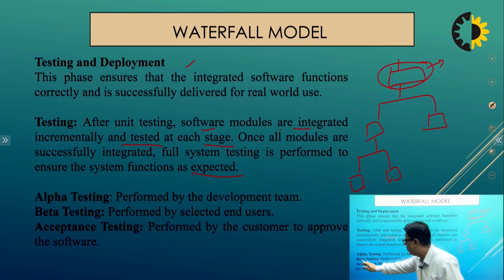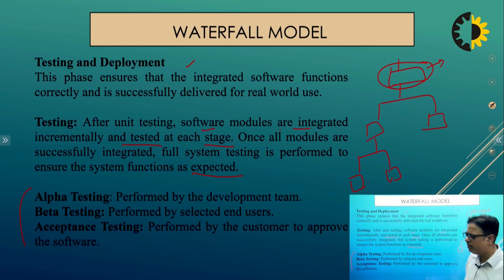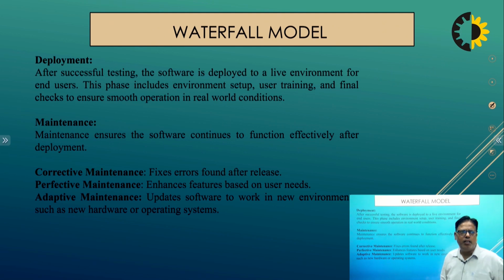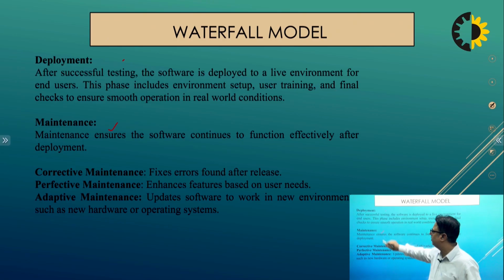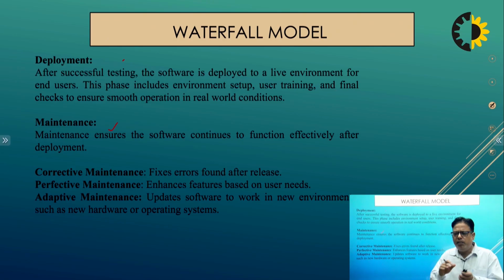Some other testing is also available here: alpha testing, beta testing and acceptance testing. Alpha testing is performed by the development team, the designing team. Beta testing is performed by selected end users, and acceptance testing is performed by the customers to approve the software. Now the last phase of the waterfall model is deployment and maintenance. After successful completion of the software, we need to deploy the software in the market. The software is deployed to a live environment for end users, customers and clients.